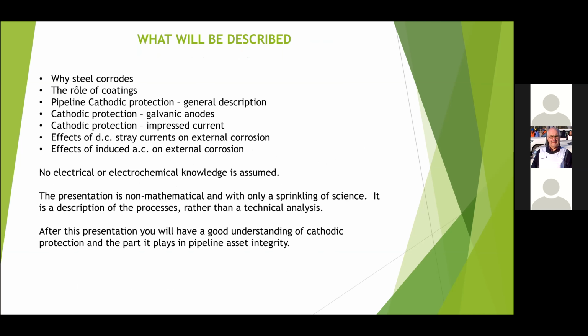So here's what we're going to describe. First, I'm going to tell you why the steel corrodes. Then I'm going to tell you something about the role of coatings, because you can't understand cathodic protection really unless you've got some concept of what coatings do. And then I'll describe the different types of cathodic protection. And then the last 2 points are something that's becoming more and more important, and that's the effect of unwanted DC current and AC current on the pipeline.